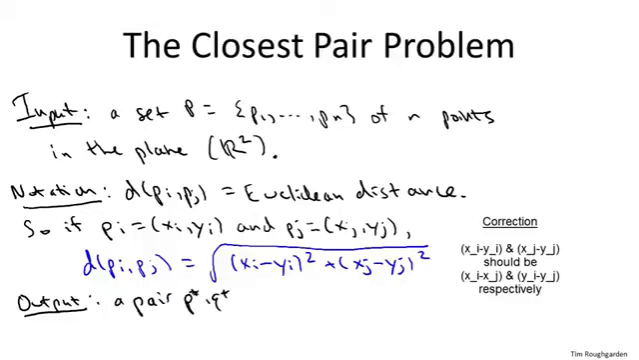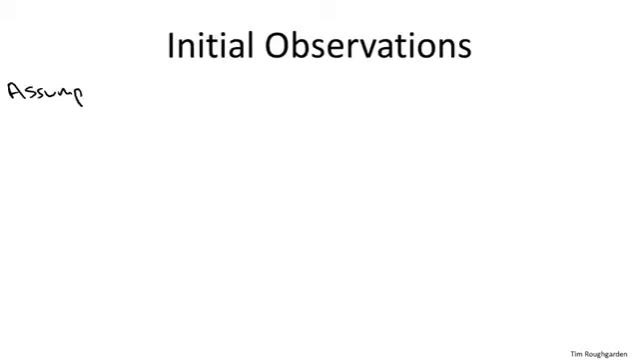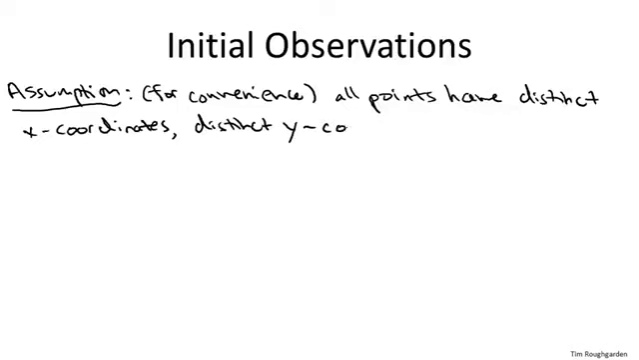And now, as the name of the problem would suggest, the goal is to identify among all pairs of points that pair which has the smallest distance between them. Next, let's start getting a feel for the problem by making some preliminary observations. First, I want to make an assumption, purely for convenience, that there are no ties. That is, I'm going to assume all endpoints have distinct x-coordinates, and also all endpoints have distinct y-coordinates. It's not difficult to extend the algorithm to accommodate ties. I'll leave it to you to think about how to do that.